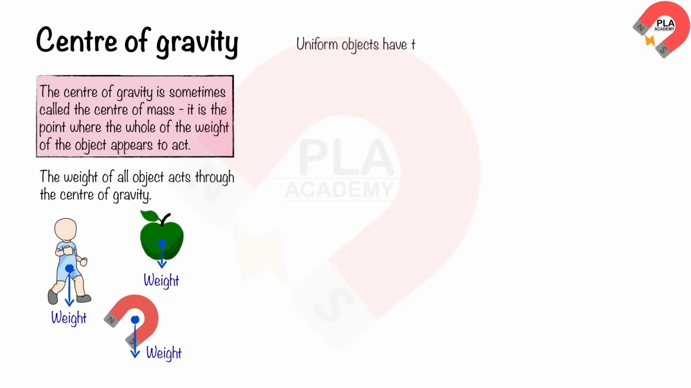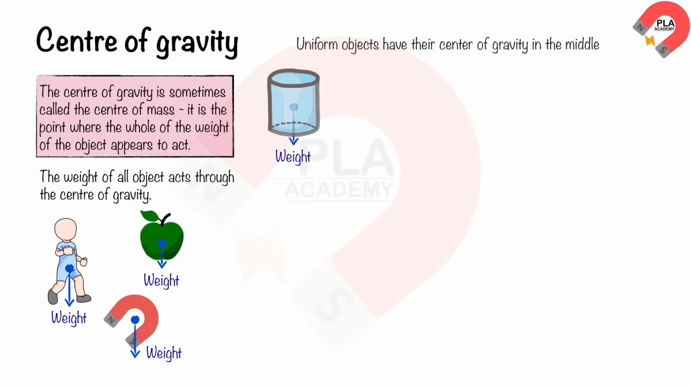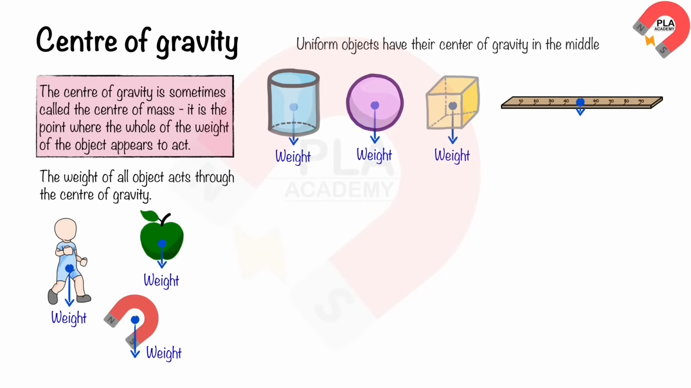A uniform object's center of gravity is at the middle of the object. For example, a uniform cylinder has its center of gravity here. A uniform sphere has its center of gravity at the center. A uniform cube has its center of gravity here. A uniform wooden meter rule has its center of gravity at the 50 centimeter mark.